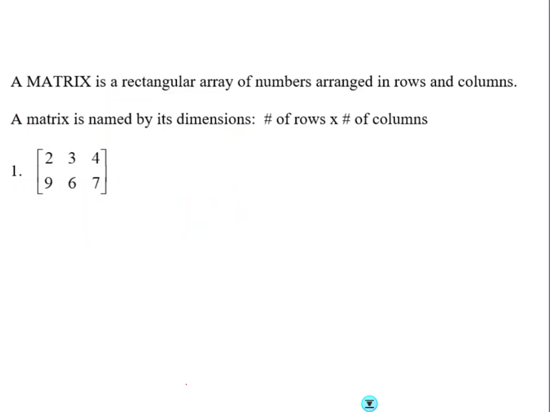So here we have an example of a matrix. If we were going to name this matrix, we can pick a letter to represent it. I'm going to pick A. And then in the subscript, we want to put the dimensions. So we have 2 rows and 3 columns.